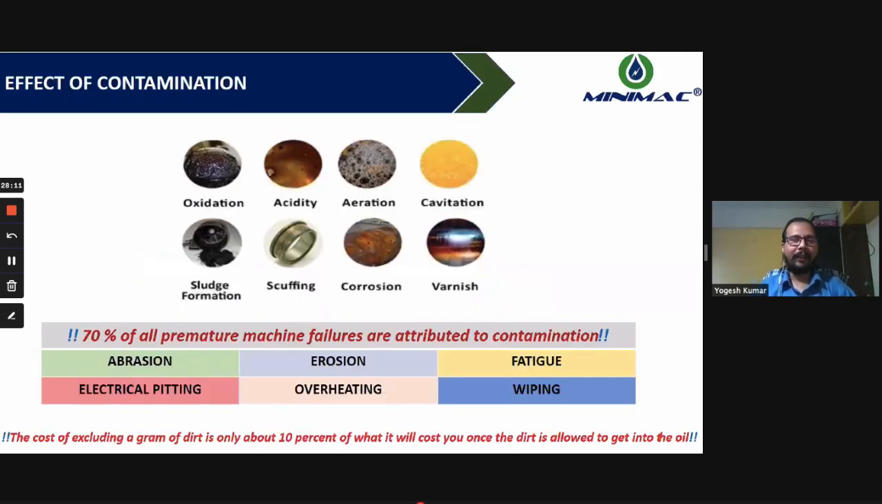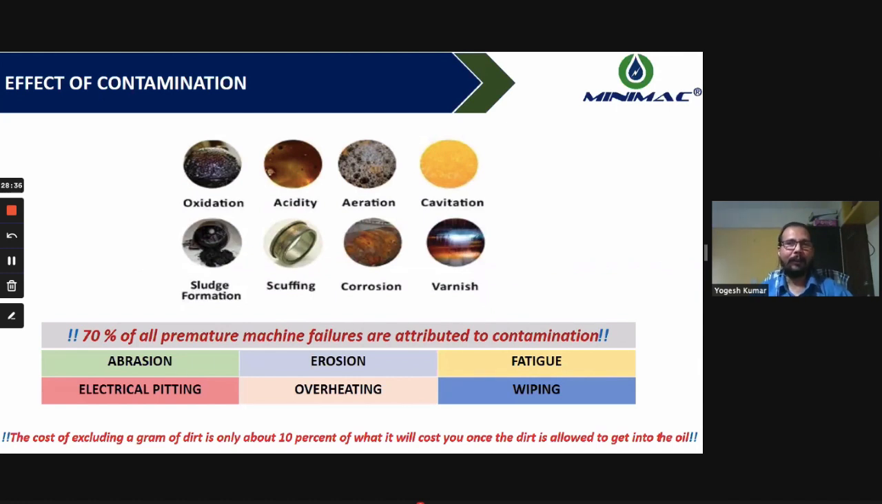Here we can see some pictures. What is the effect of the devil's sons? Oxidation, acidity, scuffing, corrosion, aeration, cavitation, varnish. These are all part of the devil, or part of the contamination, and we can control it very easily. We will come to the control method.